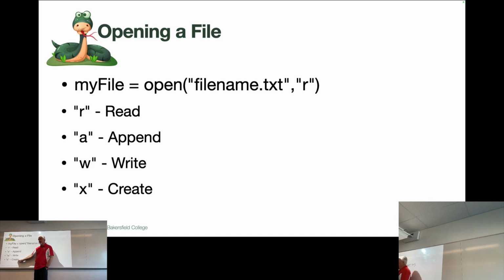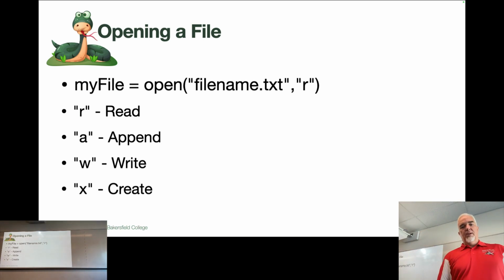Okay? And then create is like write in that it will write to a file, but it only works if the file doesn't exist. So you can think of create as the safe version of write. There are plenty of instances, though, where you want to use write. You just have to really pay attention to what you're doing. One of the reasons why I encourage you to only use text files in your Python directory, because then you're not going to be messing around with stuff that you don't want.